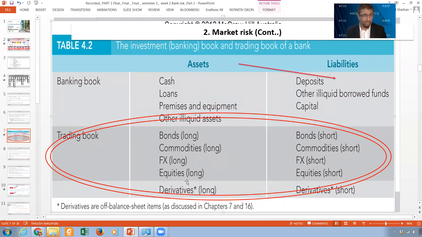So this is the situation. But the purpose is for you to know about this balance sheet, that banks are subject to market risk, and that market risk comes from the trading book, whose changes come from interest rate changes, foreign exchange changes, or volatility in the equity market.